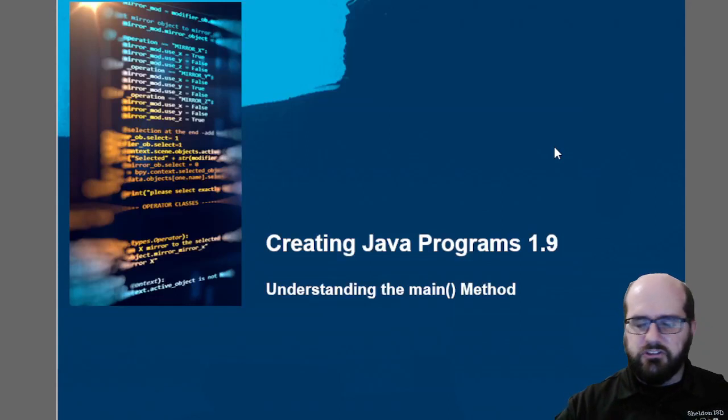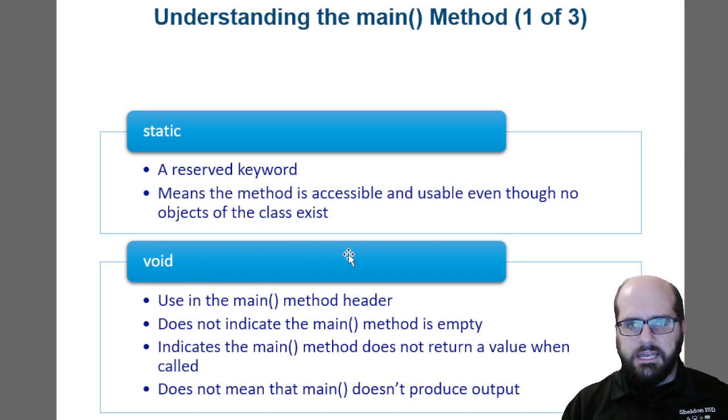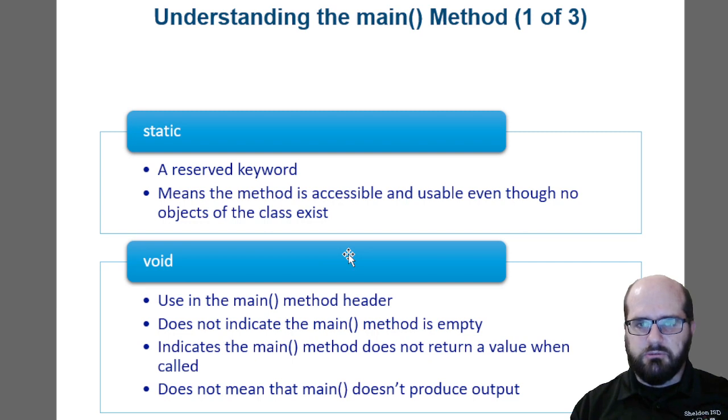Now let's dig into the mystery of public static void main. What is happening in that main method? Well, static is a reserved keyword. And what static means is the method is accessible and usable even though no objects of the class exist. So basically static means you don't need an object to run it. In fact, it runs independent of an object.